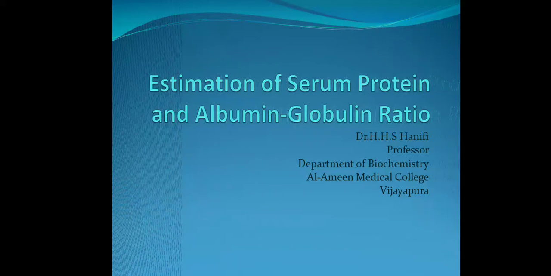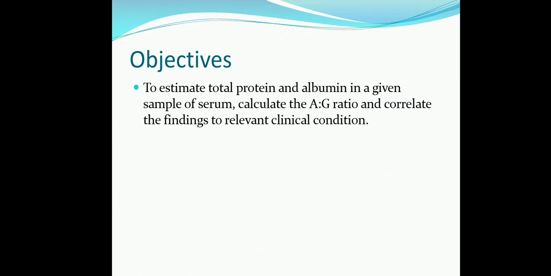Estimation of serum protein and AG ratio, an experiment given in the RUHS syllabus for MBBS first phase. The objective of this experiment is to estimate total protein and albumin in a given sample of serum, calculate the AG ratio, and correlate the findings to relevant clinical conditions.